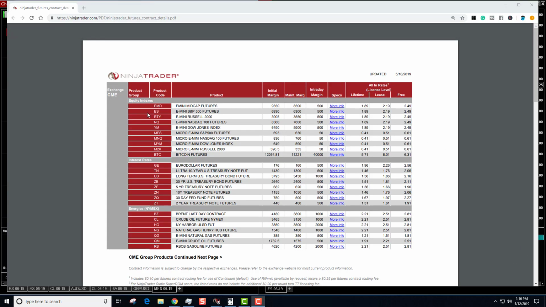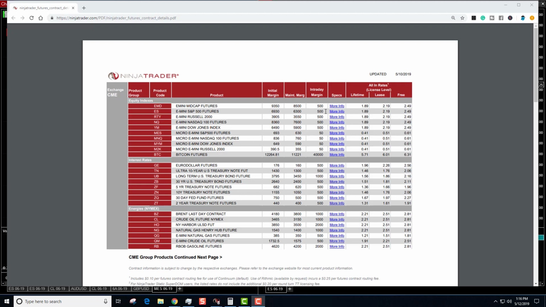To day trade the S&P 500, the ES futures contract, the E-mini contract that we've normally traded for many years, the intraday margin on that is $500. Intraday meaning we're going to open and close that trade in the same day.